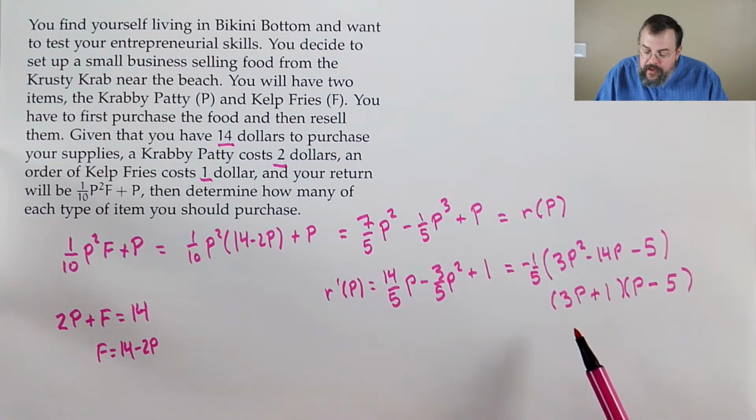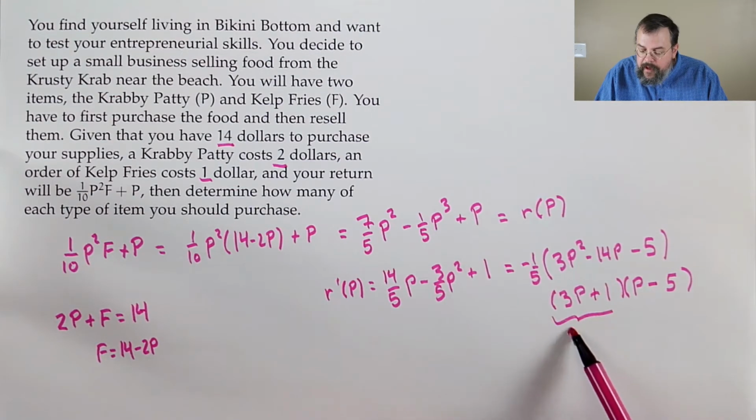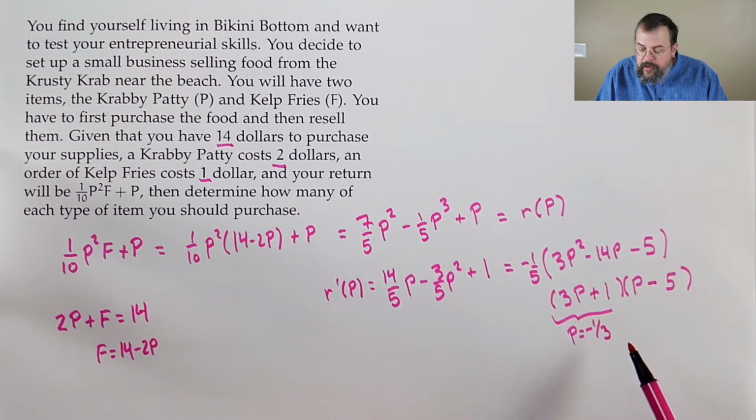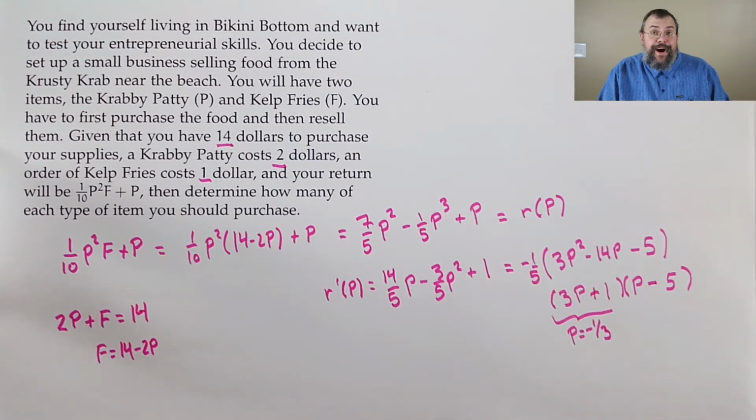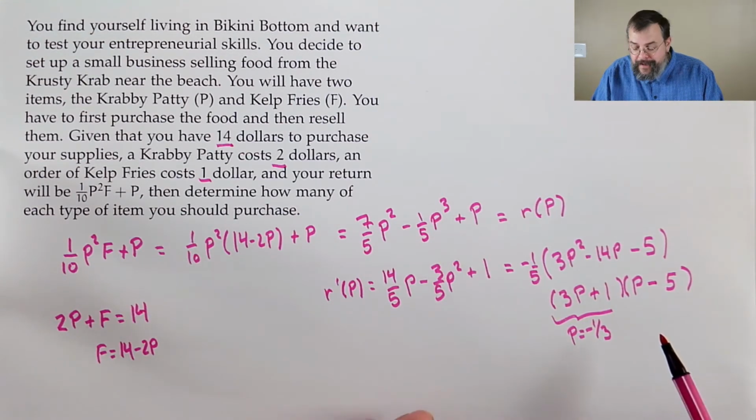All right, well that says, hey, we have some possibilities. Negative 1/3. Well, I can't buy negative 1/3 of a patty. It's not like I'm walking in with 1/3 of a patty in my pocket. I'm going to slap it on the counter and say, okay, here you go. Take 1/3 of this patty. It's not how businesses work. So that's not going to be it.